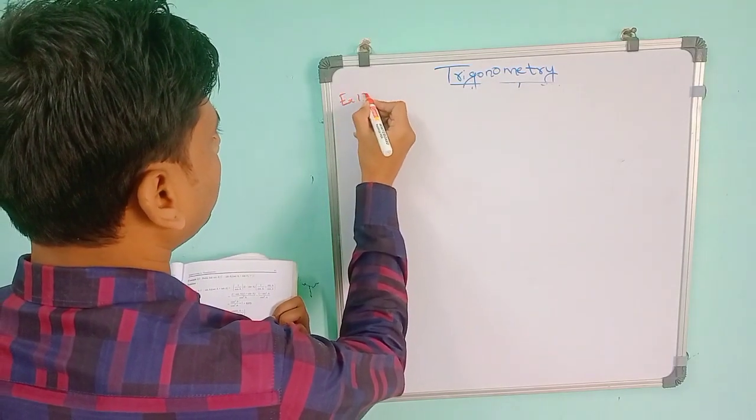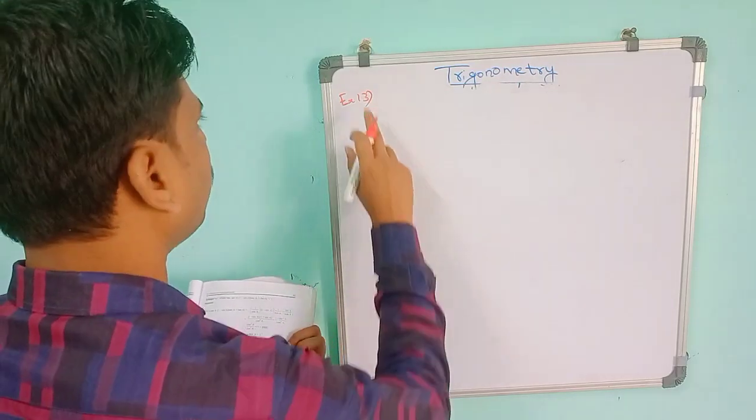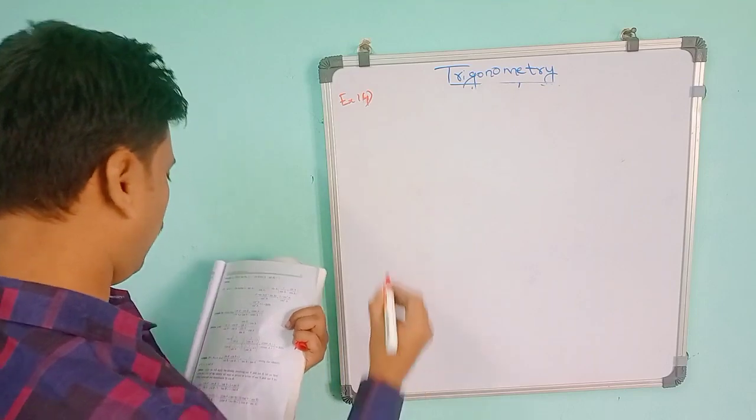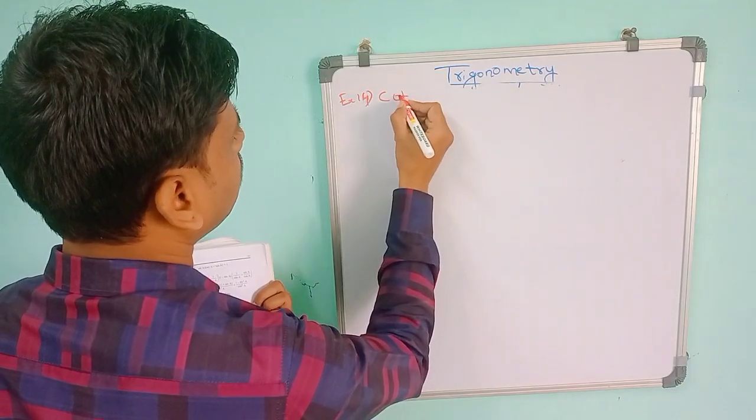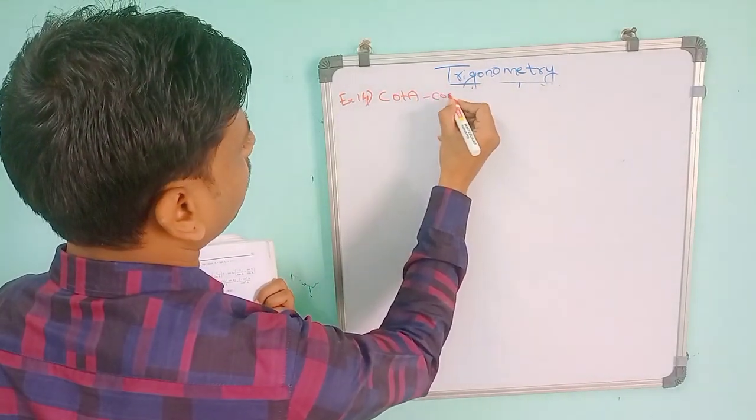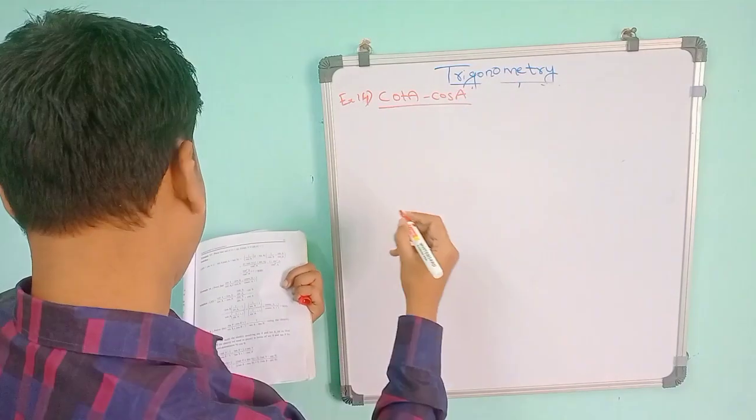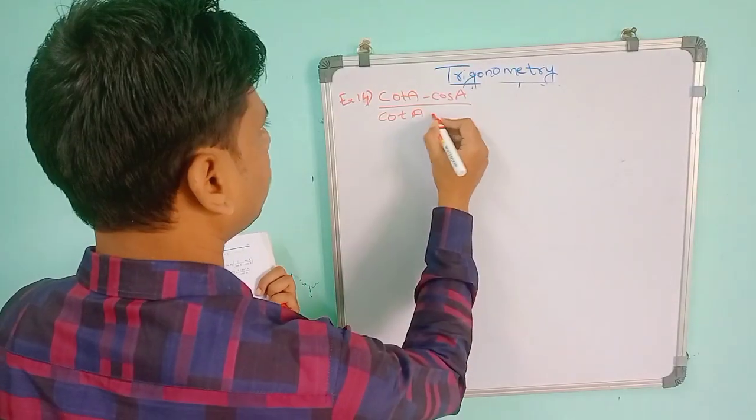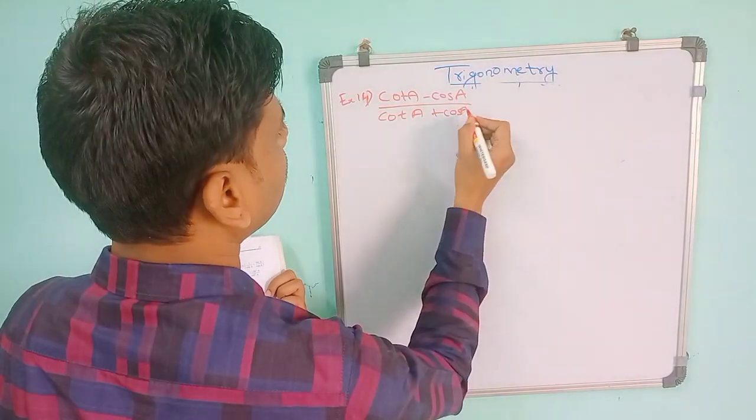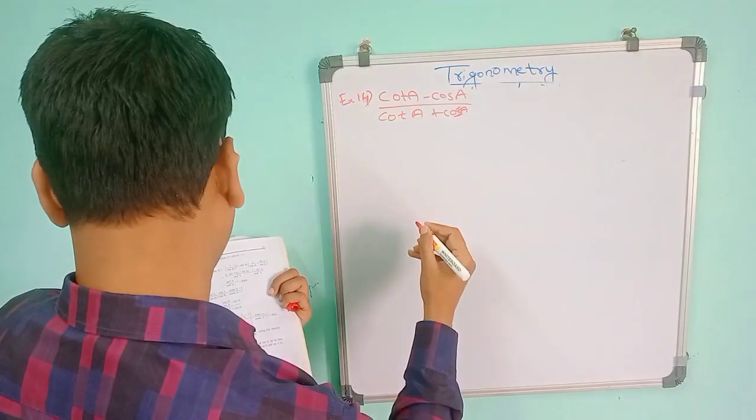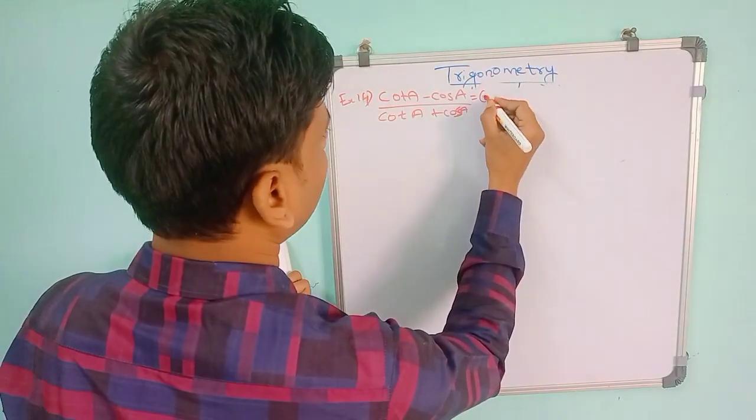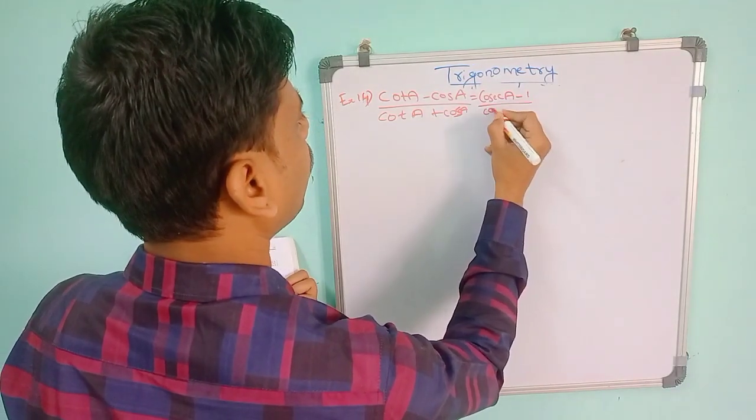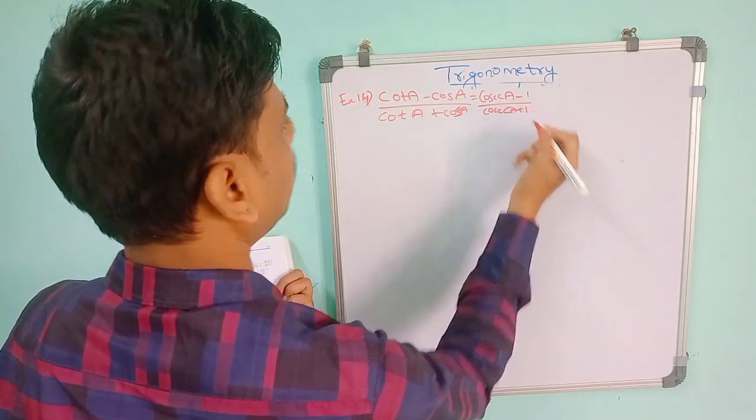Example number 13. Now 14: prove that cot A minus cos A divided by cot A plus cos A is equal to cosec A minus 1 divided by cosec A plus 1.